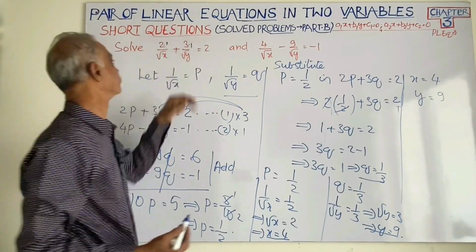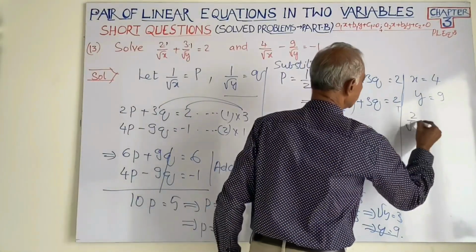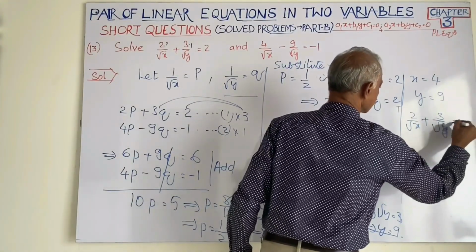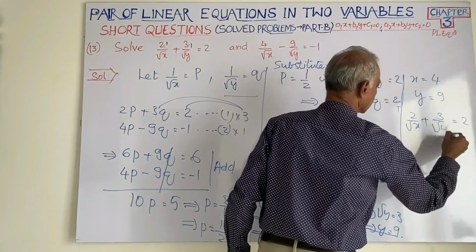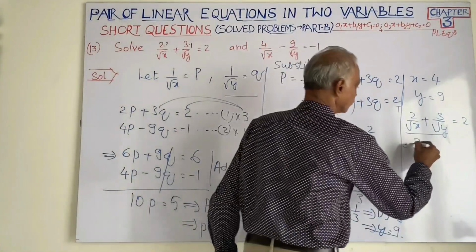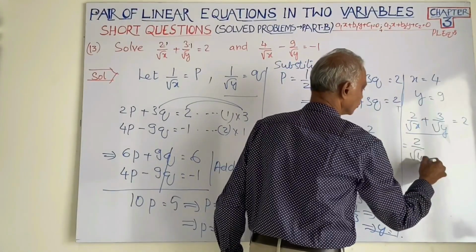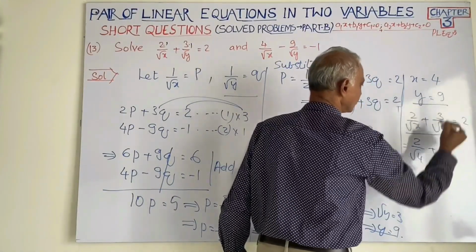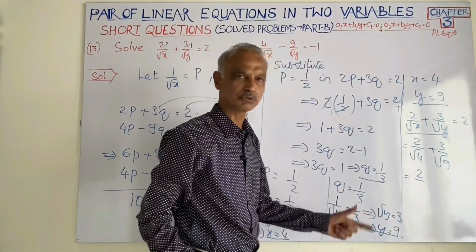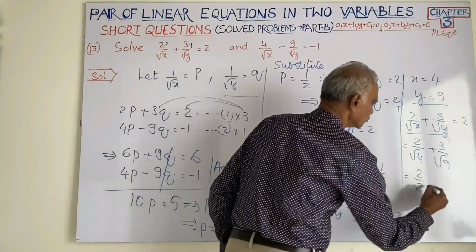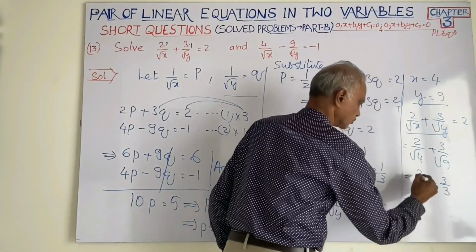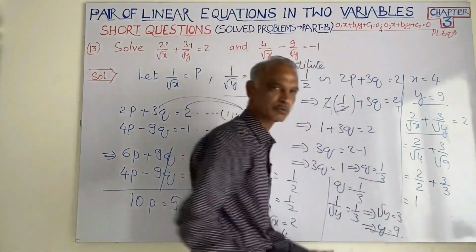You should get 2. I will take 2 by root x plus 3 by root y, which is equal to 2. Now take the LHS: 2 by, what is root x here? Root 4, plus 3 by, what is root y here? Root 9. Now 2 by, what is root 4? 2. Root 9? 3. 2 by 2 plus 3 by 3 is equal to 1 plus 1, which is 2.